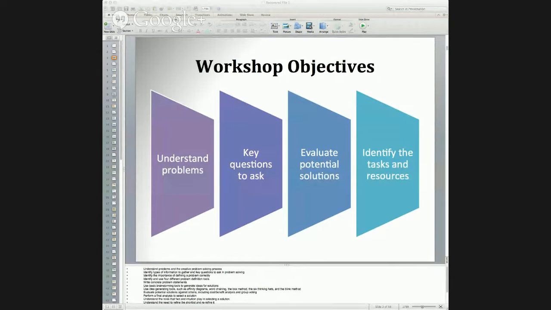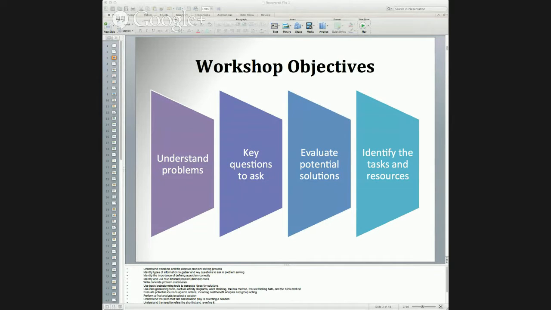The workshop objectives. Research has consistently demonstrated that when clear goals are associated with learning, the learning occurs more easily and rapidly. With that in mind, let's review our goals for today. By the end of this workshop, you will be able to understand problems and the creative problem-solving process. You will be able to identify types of information to gather and key questions to ask in problem solving. You will be able to identify the importance of defining a problem correctly. You will be able to identify and use four different problem definition tools. You will be able to write concrete problem statements.